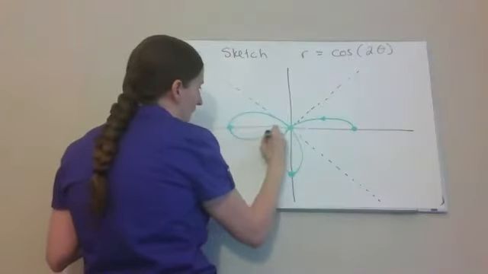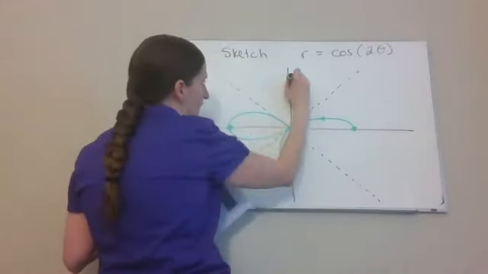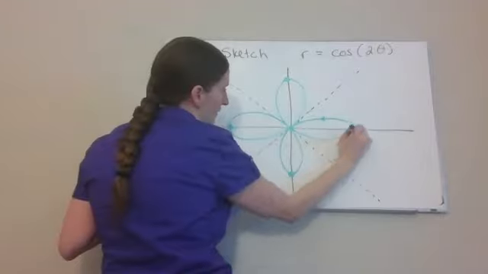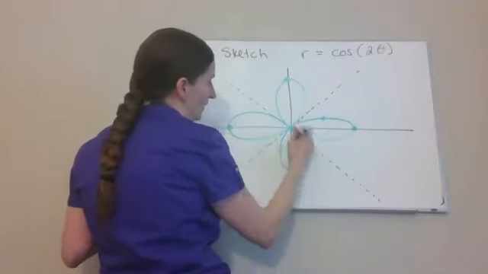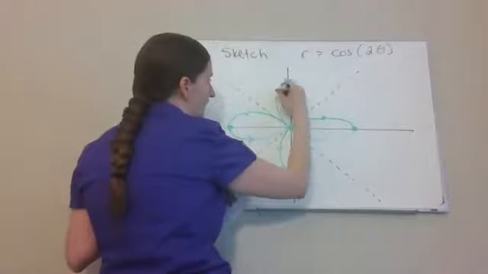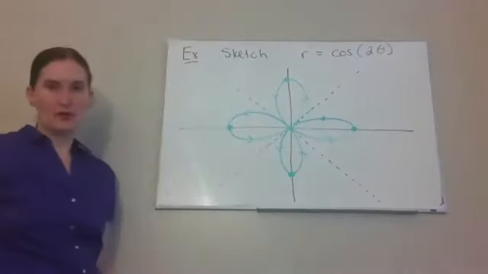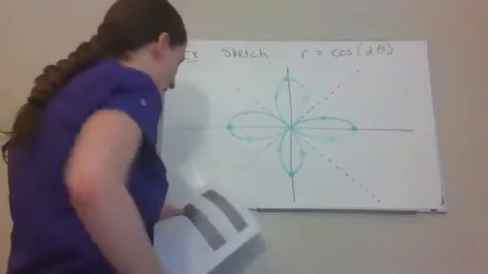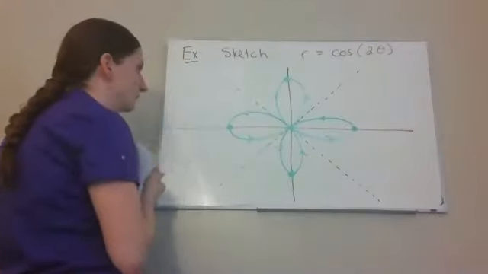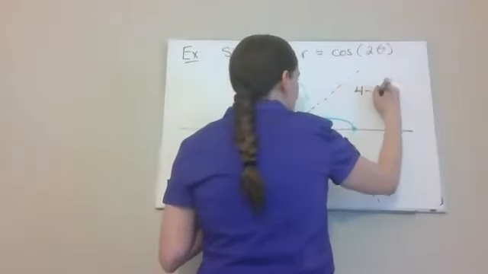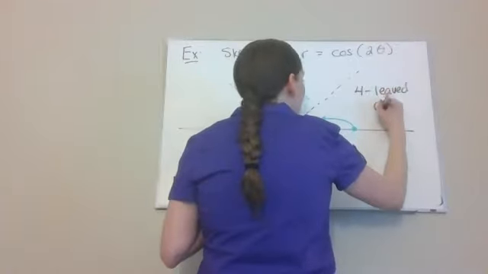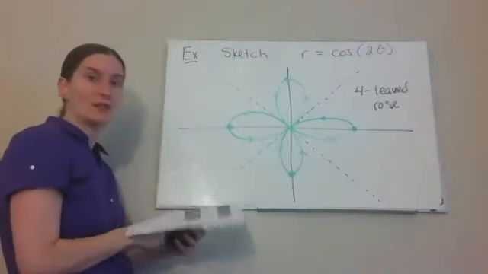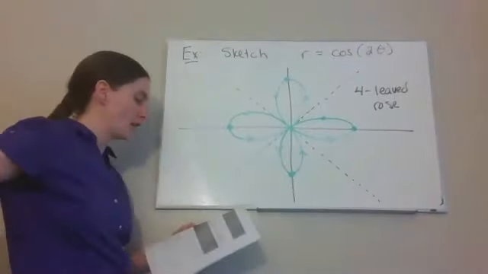Decrease to a distance of 0. Increase to a distance of 1. Decrease to 0. Increase to 1. And I get this nice curve. All of those petals should be the same size. It's actually not too bad. But this is called a 4-leaved rose. I guess because it looks kind of like a flower, so they gave it that name. It's 4-leaved because I have 4 different petals on this particular curve.